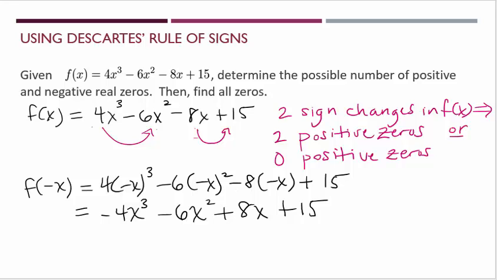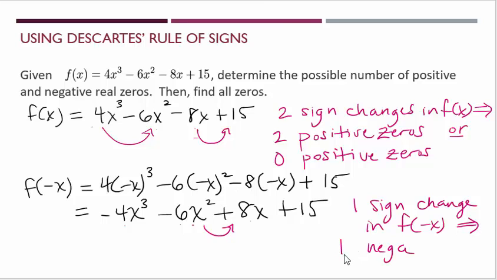And now the number of sign changes, the first 2 terms are negative, so no sign change between them. 1 sign change from the second to the third term. And that is it. So 1 sign change in f of negative x means that there's 1 negative zero. Okay, and if we subtracted an even whole number, 2, I get a negative 1, which does not make sense as a number of negative zeros. And so therefore there's only 1 of them.